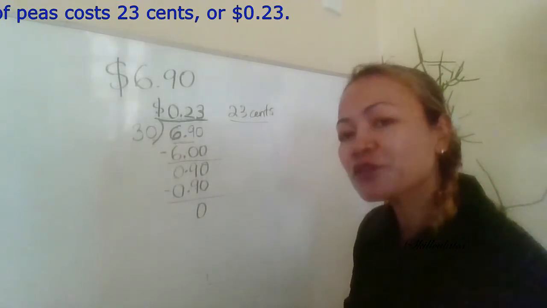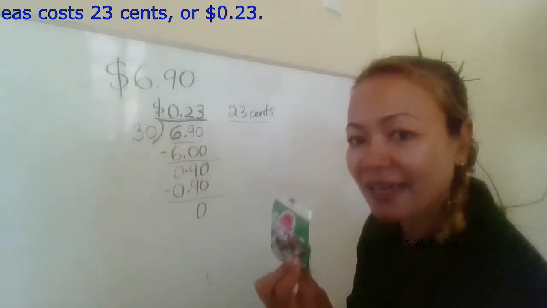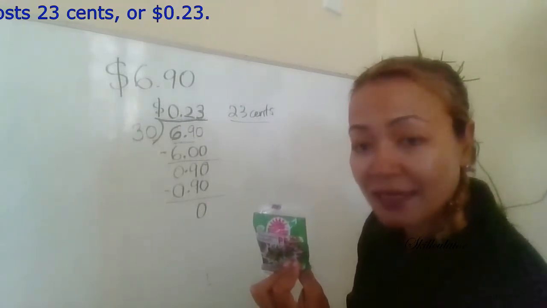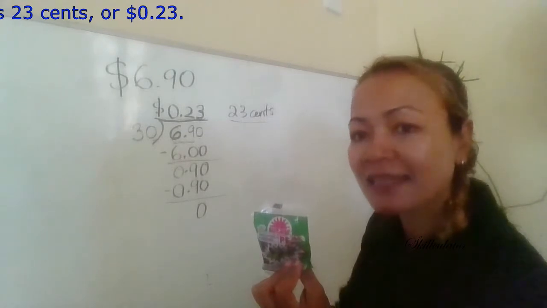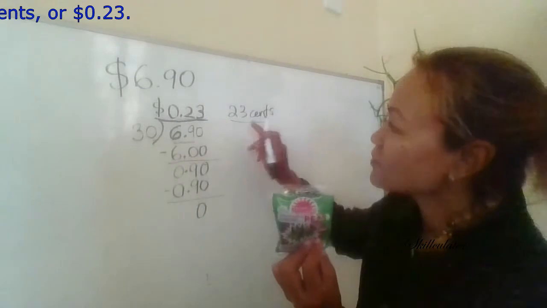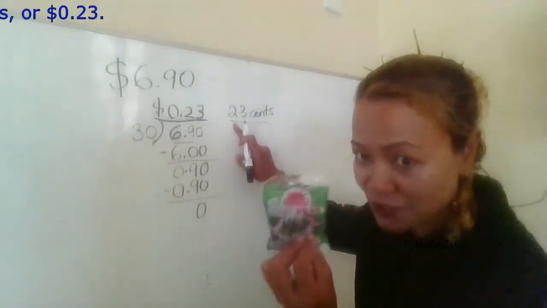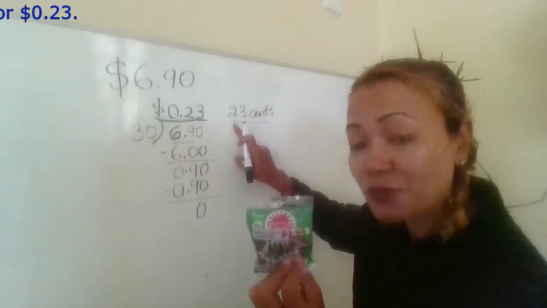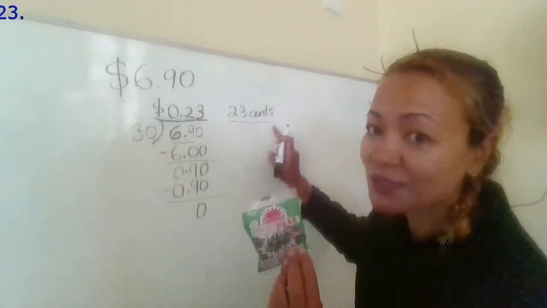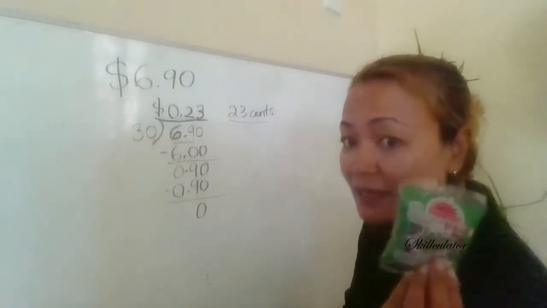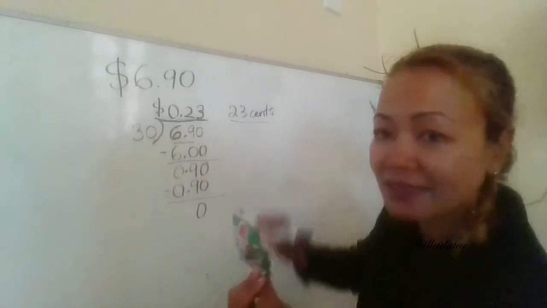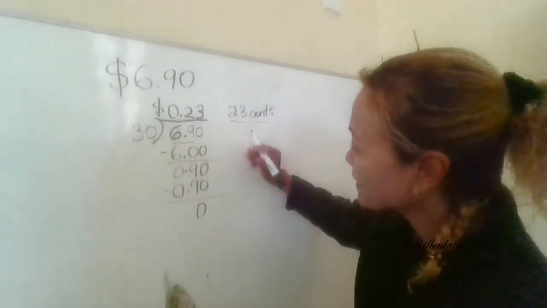Right. What do you think I need to sell this bag at in order to make a profit? Like I said before, profit is anything that you make over what you paid. So if I paid 23 cents for each bag, in order to make a profit, I need to sell this bag at more than 23 cents. If I sell it at 24 cents, okay, let's try 24 cents.